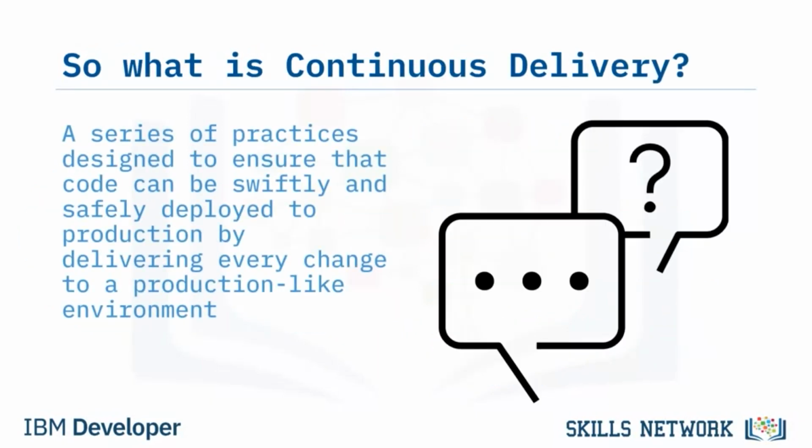The term continuous delivery can be defined as a series of practices designed to ensure that code can be rapidly and safely deployed to production by delivering every change to a production-like environment. Notice that it says production-like. It doesn't have to be a production environment, and many times it's not. In fact, deploying to a production is usually called continuous deployment.